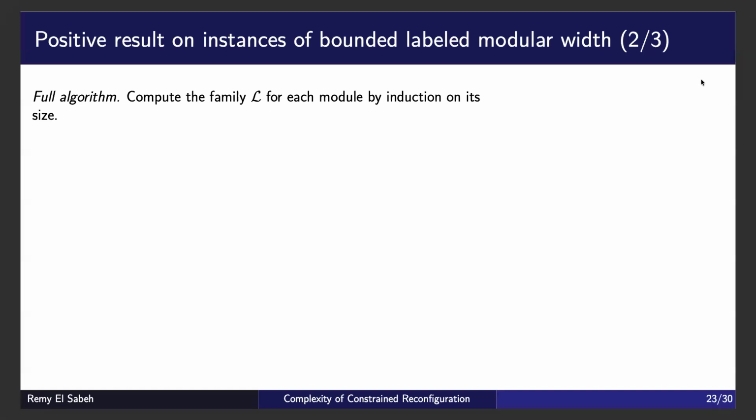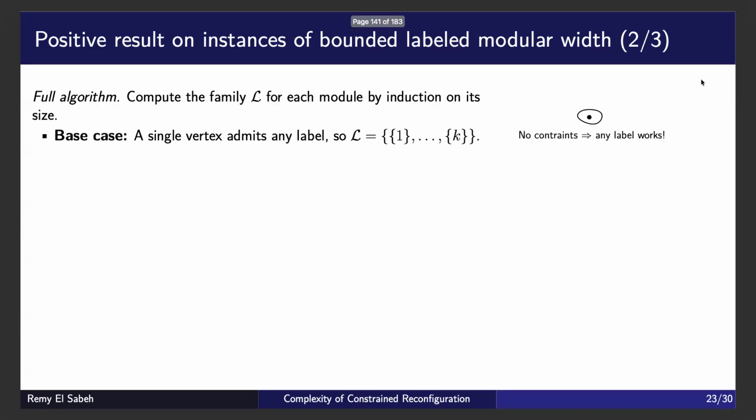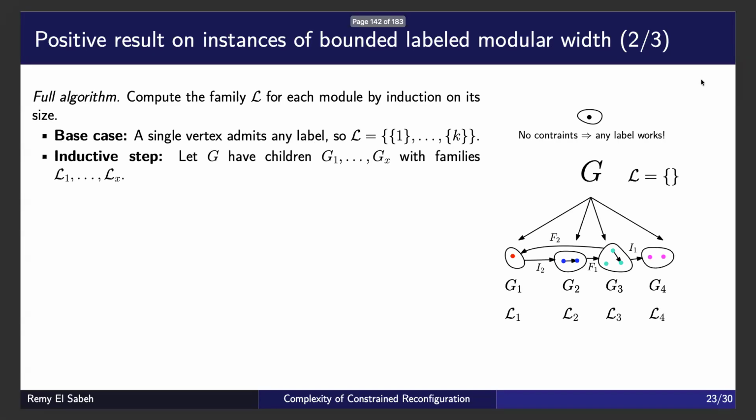Okay, so let's delve into the specifics a little bit. Obviously, we're going to have an induction on the size of these modules. So if you have a module that's on a single vertex, there are no constraints. You could label the vertex using any label from 1 to k. So that would be your family of feasible label sets. So things get a bit more complicated when you already have your feasible label sets for the modules and you're trying to compute your family of feasible label sets for G, which sort of aggregates all of these together.